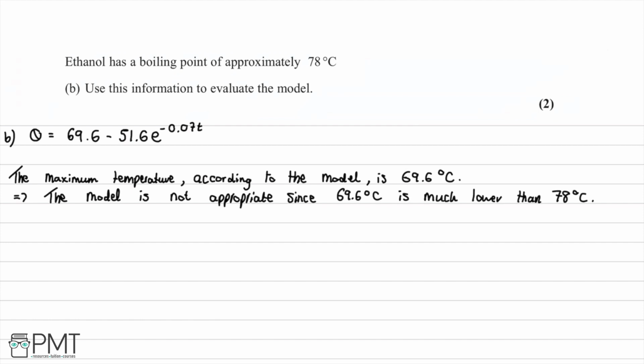So therefore, this question is worth 2 marks. We receive our first mark for looking at the model and identifying that the maximum value theta can take is 69.6. And then we receive our second mark for linking this to the problem we have, which is that the ethanol has a boiling point of approximately 78 degrees C, and hence concluding that the model is not appropriate. So we receive that second mark just on our second line of work here, and that's us completed this question.